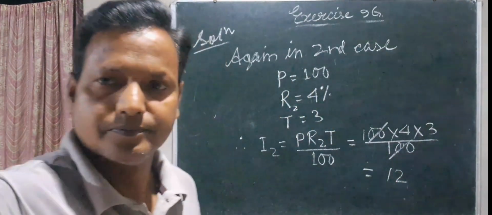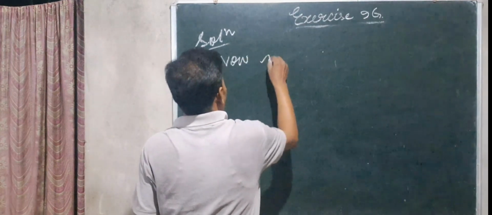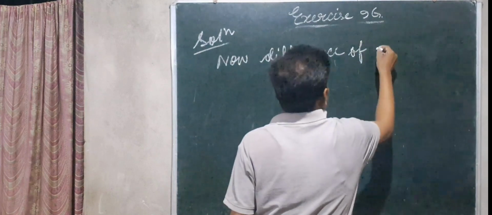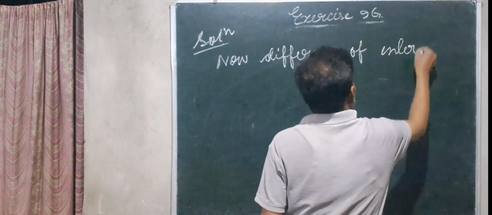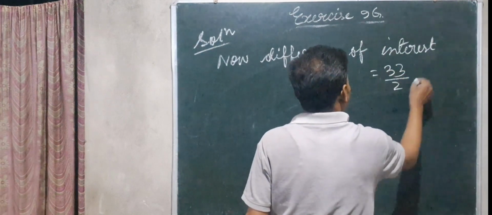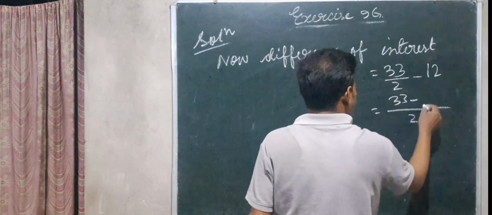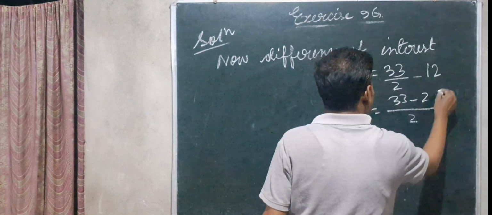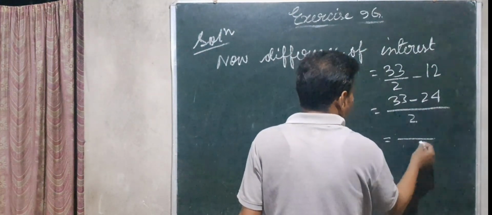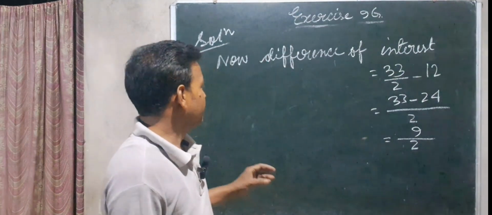Now, difference of interest equals 33/2 minus 12, which is (33 minus 24)/2. Remaining is 9/2. This is the difference between the two interests.